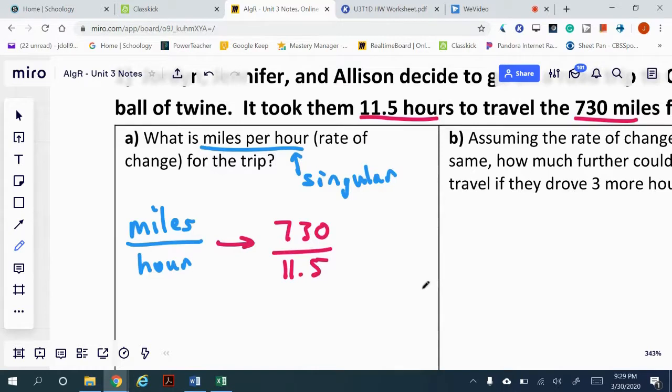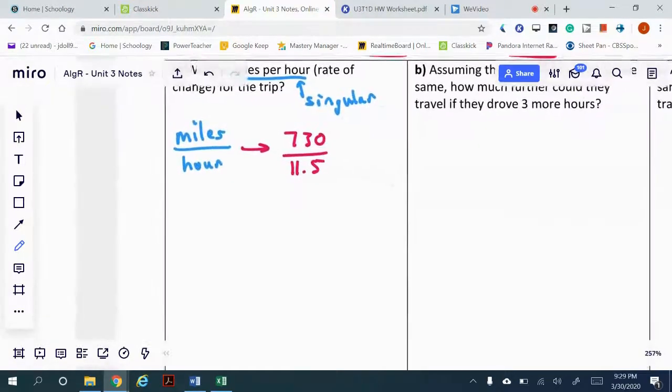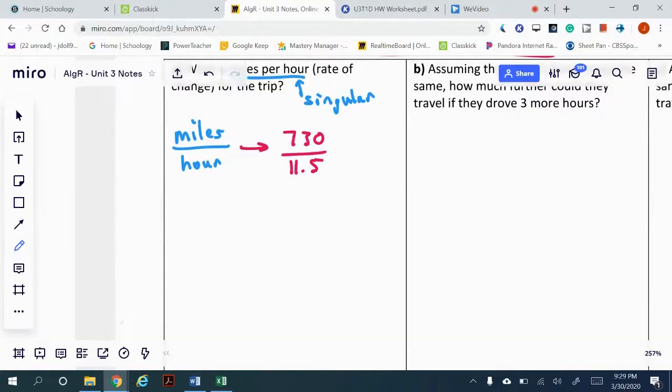But here's where the singular piece comes in, because right now, this is not miles per hour. This is miles per hours. And we don't want that. We want that to be singular. So the question becomes then, how do we get 11.5 to not be 11.5, but be singular, be 1 hour? Well, the way you change any number into 1 is just to divide it by itself. So if I divide 11.5 by 11.5, that will then become 1 hour.